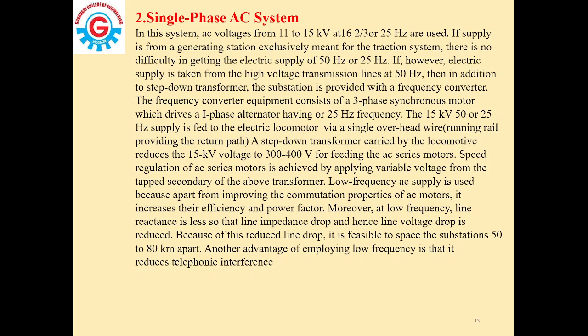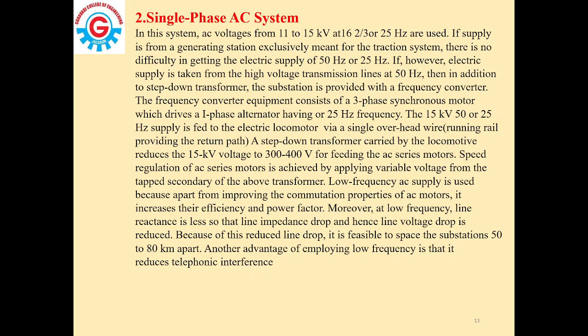A step-down transformer carried by the locomotive reduces the 15 kV voltage to 300 to 400 volts for feeding the AC series motor. Speed regulation of the AC series motor is achieved by applying variable voltage from the tapped secondary of the above transformer. Low frequency AC supply is used because, apart from improving the commutation properties of AC motors, it increases their efficiency and power factor.